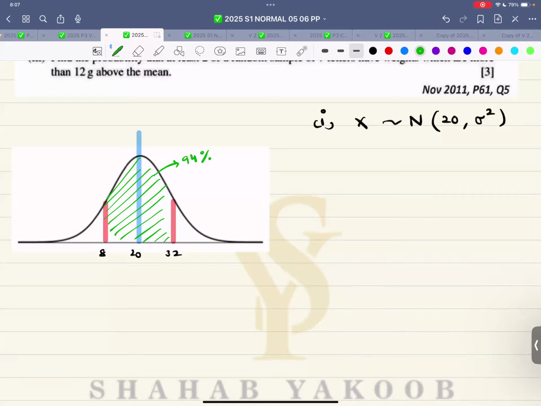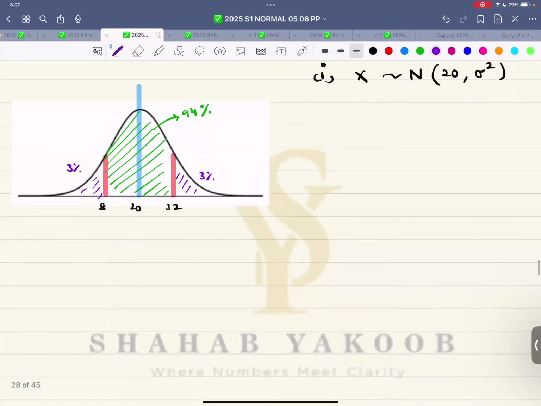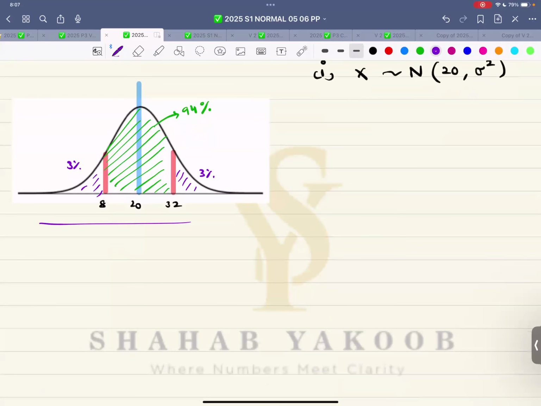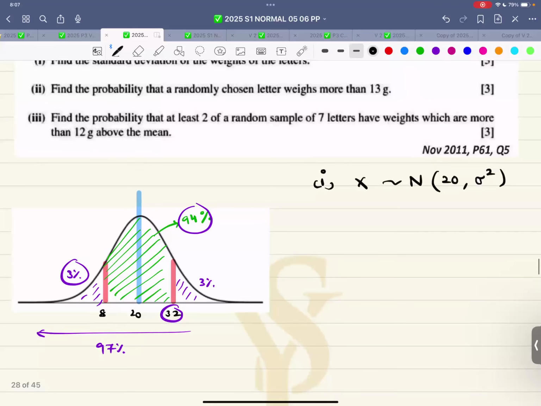It is symmetric. Therefore, 3% on the right over here, 3% on the left over here. That means probability X less than 32 is 94 plus 3%, 97%. That is the working that needs to be done. I hope it's loud and clear.